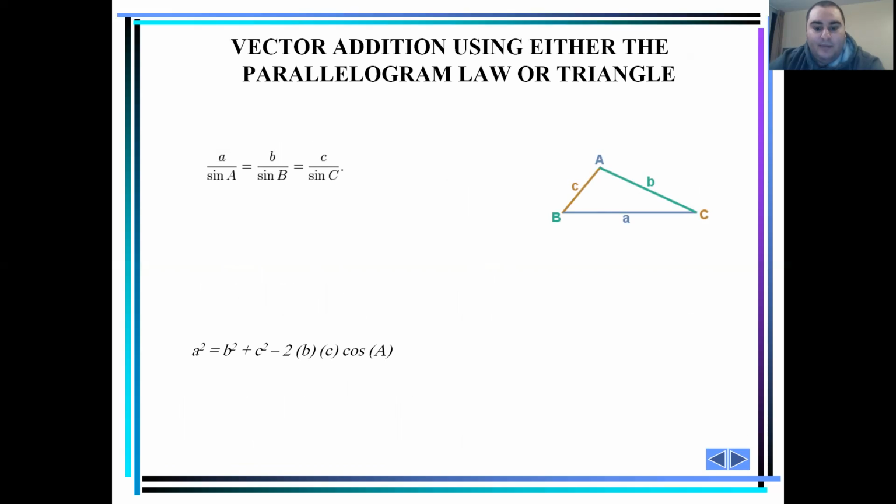Now, there are a couple of rules I would like you guys to remember in order to use in vector additions. Our first rule is the sine law. Basically, as you can see in this triangle, we know that a over sine A is equal to b over sine B and is equal to c over sine C. Our second rule is the cosine law. So we know that a squared is equal to b squared plus c squared minus 2bc cosine A.